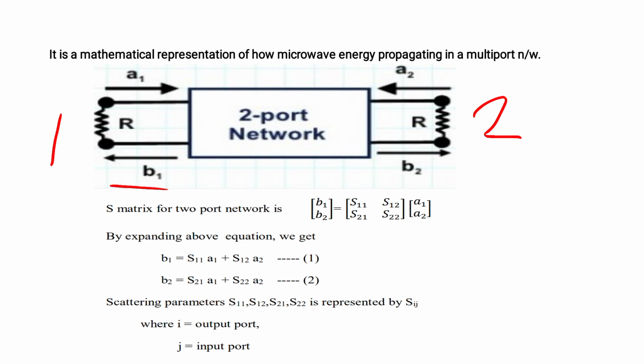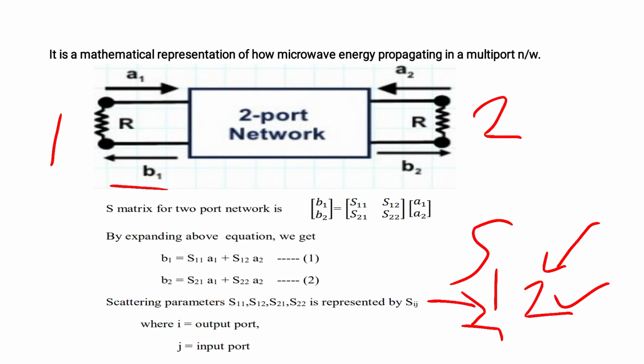It's like Sij, where i is nothing but the output port and j is nothing but the input port. All the scattering parameters are in the form of Sij. Let's consider a scattering parameter like S12. Here 1 is the output port and 2 is the input port, which means when the power is incident at port 2, how much power is delivered at port 1. Input port is the power incident port, and output port is the power delivered port.